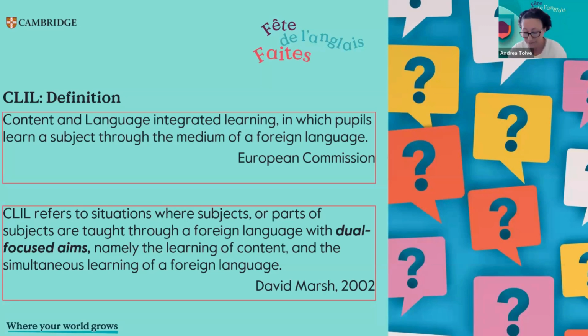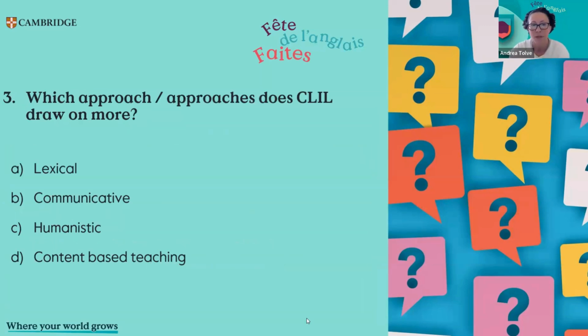Ready for question 3? Question 3. Which approaches does CLIL draw on more? Lexical, communicative, humanistic, or content-based teaching? A, B, C, or D? So Alexander says D, B, we've got a mix. Maybe more than one. It might be more than one.